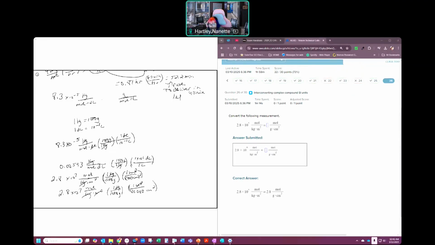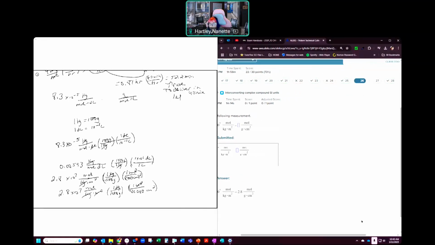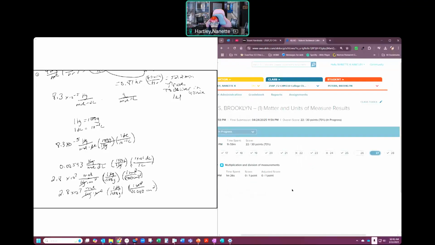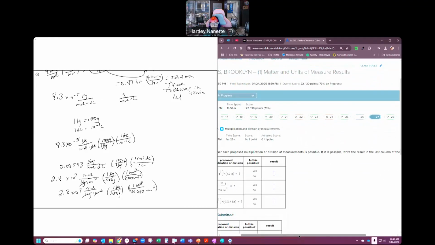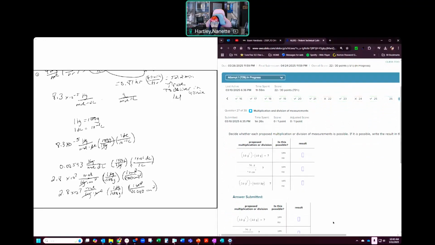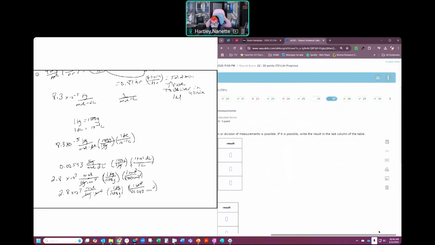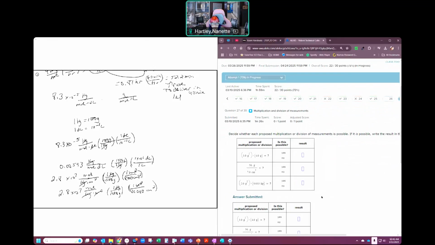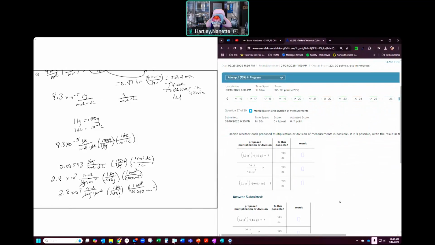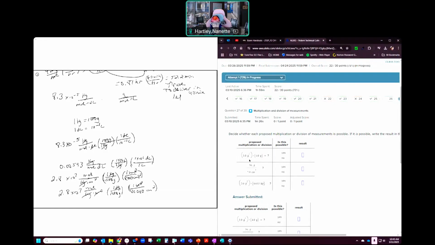That was 26. And we want to talk about 27. Decide whether each proposed multiplication or division of measurements is possible. If it is possible, write the result in the last column of the table. Okay. So 3.0 grams squared times 4 grams. Yes, it's possible. And we're going to take 3 times 4, which is going to be 12, and it's going to be grams cubed. So grams squared times grams is going to be grams cubed.